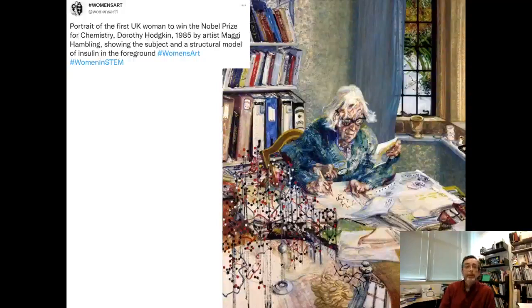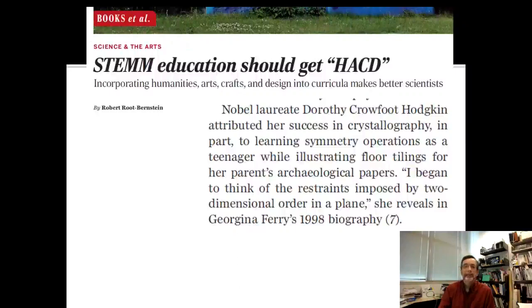Here's a portrait of Hodgkin, and you can see, I believe that's the insulin structure she has on her desk. They used to literally piece those together with balls and sticks, and now we can just fire up PyMol and you can do it on your laptop. I think this is a nice depiction. She had a very long career and an illustrious career. She is one of the great scientists.